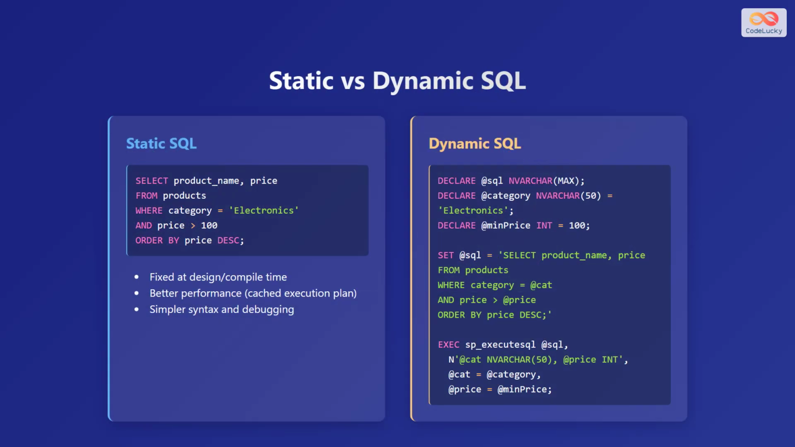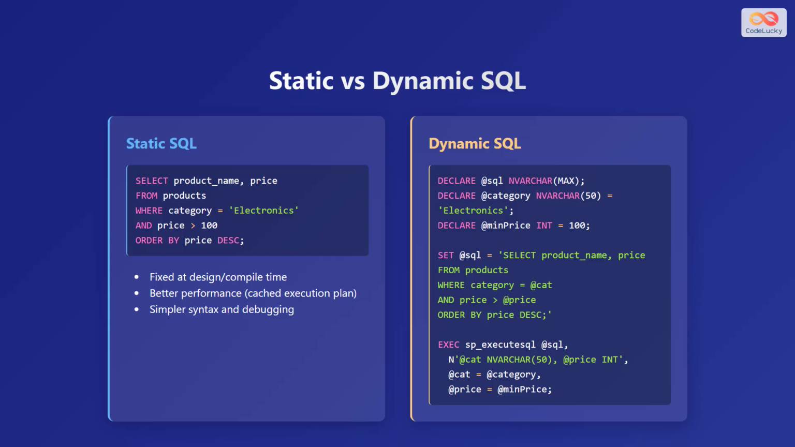Now let's compare static and dynamic SQL with the help of examples. Here is an example of static SQL. You can see a simple select statement. In contrast, dynamic SQL involves constructing the SQL query as a string at runtime. As you can see, several variables are declared, including the SQL statement itself, a category, and a minimum price. The SQL statement is constructed by concatenating strings and variables. Finally, the sp_executesql stored procedure is called to execute the dynamic SQL statement, passing in the SQL statement, parameter definitions, and the actual parameter values.